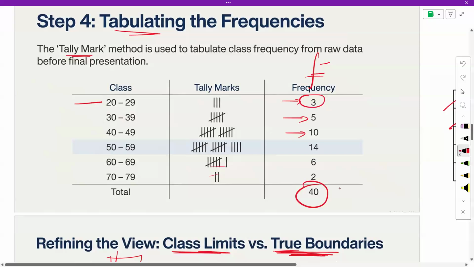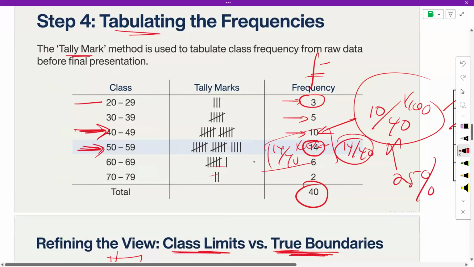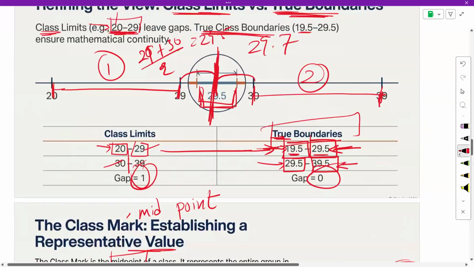But the total is 40. Now we want to show them here, 14. What is the proportion of this class's observations? There are 40 observations in total, and 14 of them are in this class. How to calculate: 14 over 40. And here, this class 40 to 49, there are 10 observations. Total observations equal 40. Then times 100, it represents 25%. So 25% of the observations are in this class. Likewise, 14 over 40 times 100 gives the percentage of that class. This is called relative frequency.